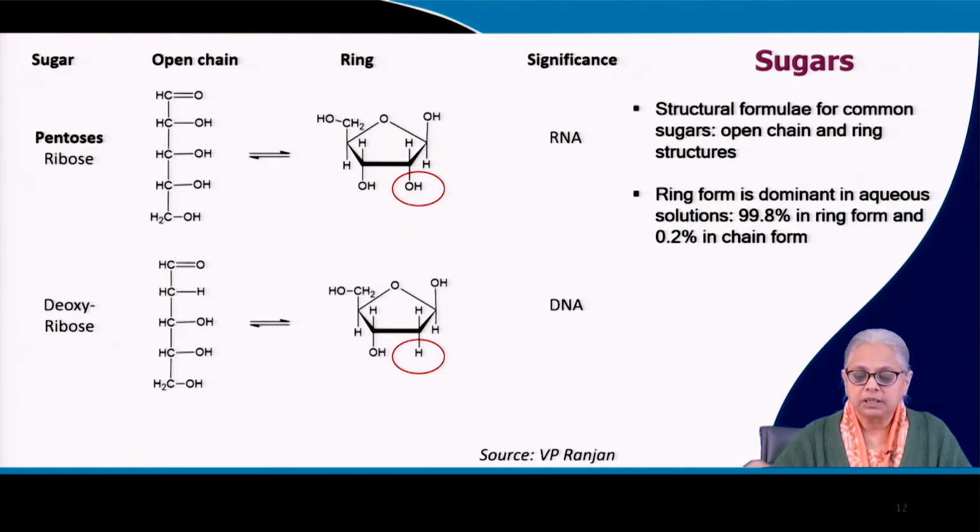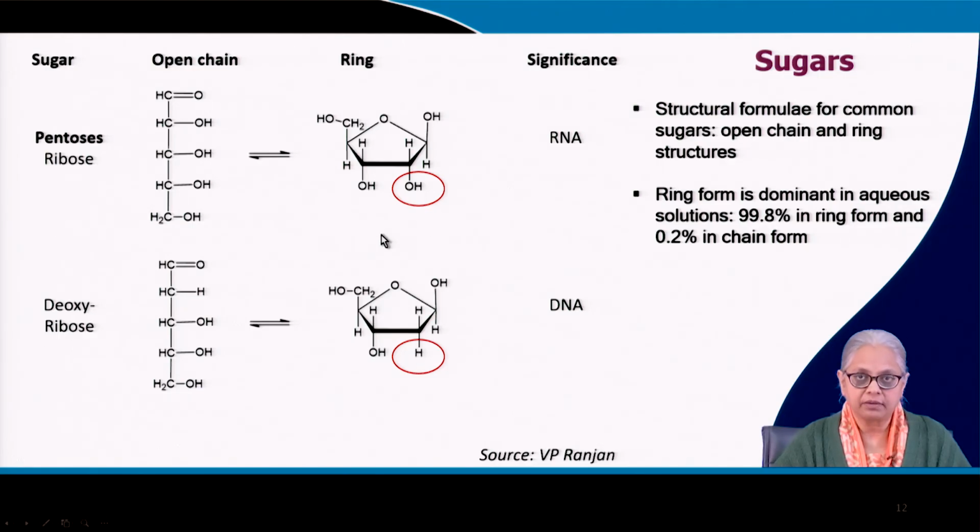Okay, so let's take a look at where the pentoses are. The pentoses are part of RNA and DNA. So ribose is a pentose. It has 5 carbon atoms and you can see them written in open chain form and ring form.